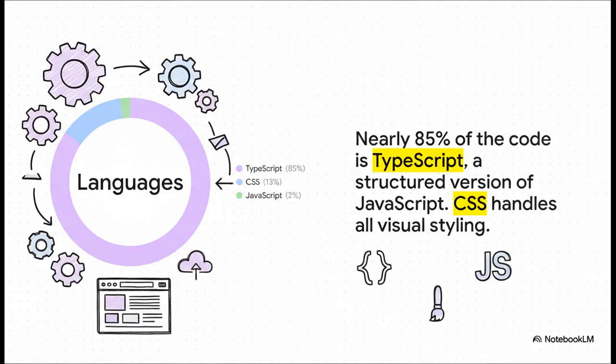Now this is where it gets really interesting. Look at this breakdown. Almost 85% of this project is written in something called TypeScript. So think of JavaScript as this kind of wild, creative language that makes websites interactive. TypeScript is like its more organized, careful sibling. It helps developers catch mistakes before they happen. And that little slice of CSS, that's the fun part. It's the paint, the furniture, the style. It controls all the colors, the fonts, and the layout of that game grid.